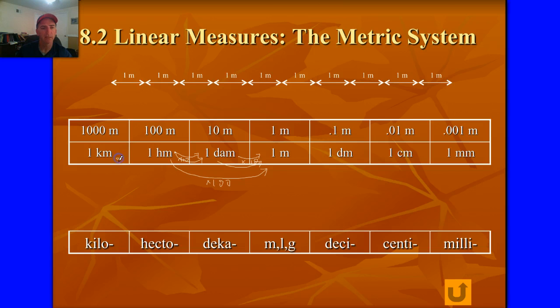Let's say I wanted to go from here to here, it would be times 1,000. Now think about it. When we multiply by 100, you just move the decimal 2 places. If you multiply by 1,000, you move the decimal 3 places, the same number of zeros right there. Okay, so what does that mean for us? That means this is super simple to do.